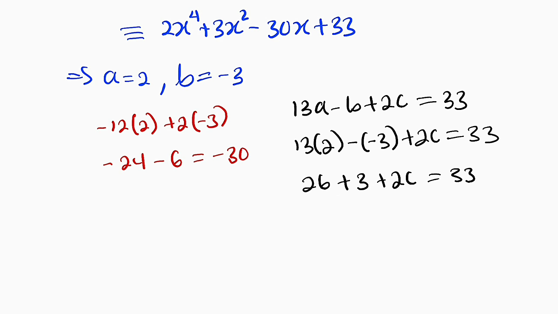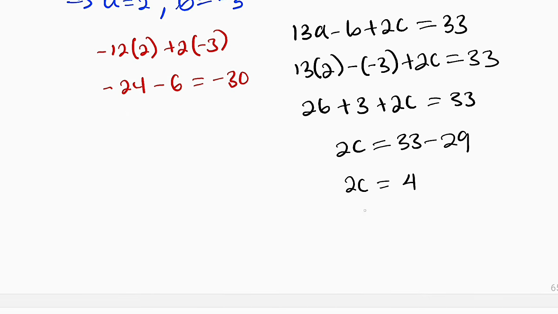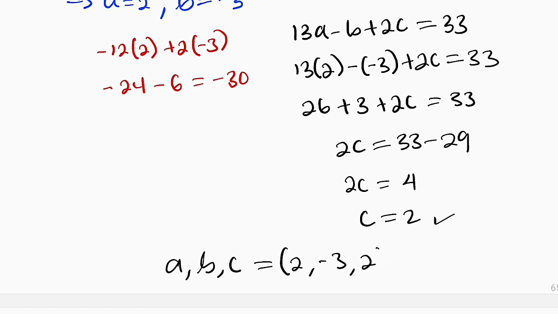This together will give us 29, right? You can take the 29 to the other side, leaving 2c here. This is 33 minus 29, and 33 minus 29 is 4. So 2c is equal to 4. If you divide both sides by 2, you have c equal to 2. So we have all the values: a equal to 2, b equal to minus 3, and c equal to 2.